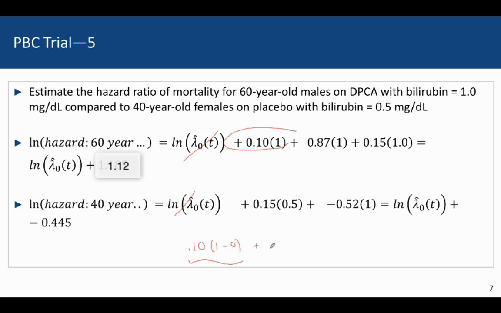The part that comes from age is 0.87, which we add for the first group because they're in the oldest age quartile, minus 0 for the second group because they're in the reference quartile. The difference that comes from bilirubin comes from the slope of bilirubin, 0.15, times the difference in bilirubin values, 1 minus 0.5. And the difference that comes from sex is 0 for the first group because they are males, minus the negative 0.52 that comes from being female for the second group.